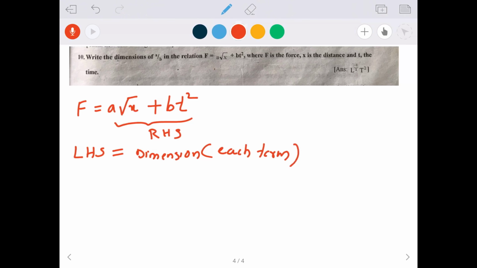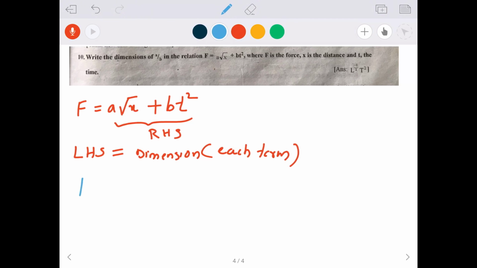So what is its meaning? Meaning is very simple. That is, the dimension of F must be equal to the dimension of A root x. Similarly, the dimension of F must be equal to the dimension of B t square. That is its meaning. So let me take this and compare it. Now the dimension of F, you know, F is the force, so F is equal to ma, which is equal to m L t raised to minus 2. That we have already studied.